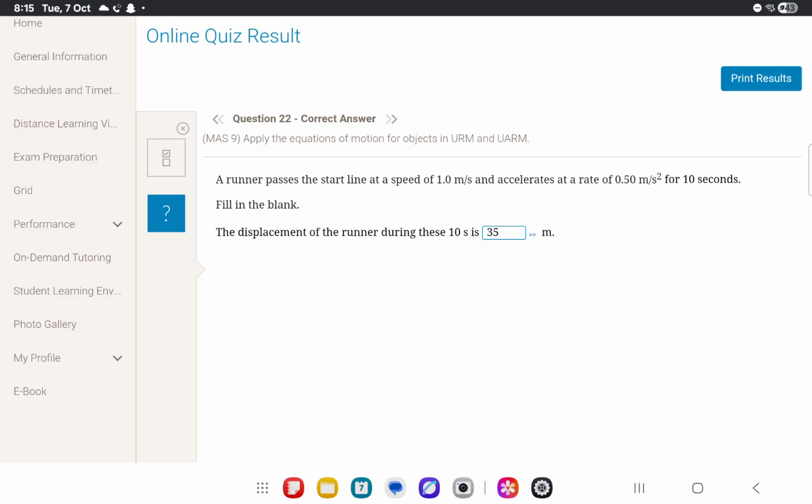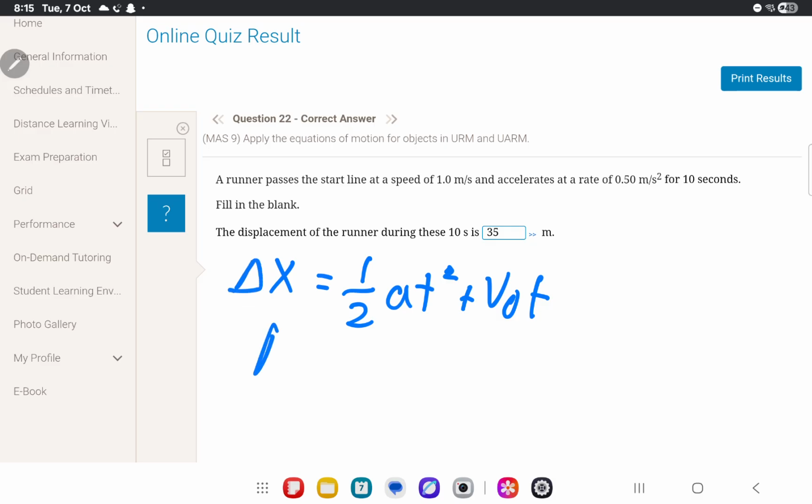Okay, a runner passes the start line at a speed of 1 meter per second and decelerates at a rate of 0.50 meter per second squared for 10 seconds. The displacement. Okay, displacement. Here, you're gonna use half a t squared plus v0 t. Okay, the displacement, delta x. There is no x0 because you took it to the other side, so you have delta x.